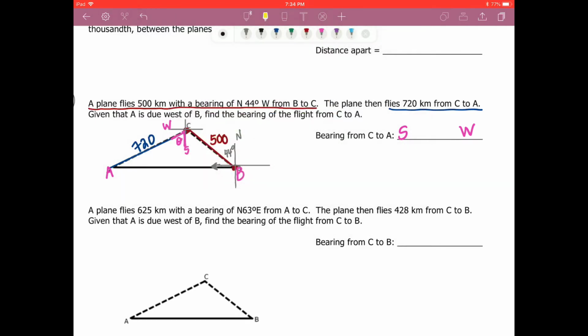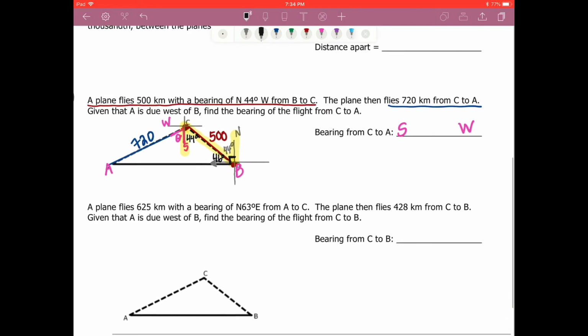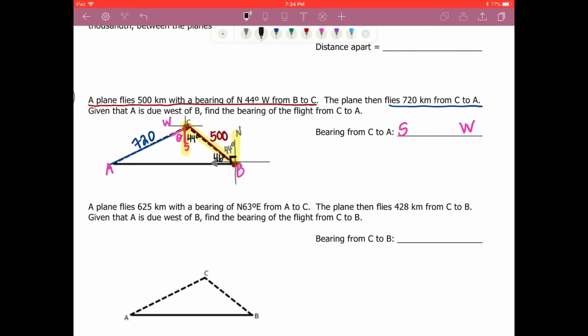So if I go back to geometry and I start talking about parallel lines cut by a transversal, alternate interior angles are congruent. So we know that this angle right here is 44 degrees. We also know that a horizontal and a vertical make a 90-degree angle. So if we have 44 degrees with the vertical, then the angle made with the horizontal has to be 46 degrees.